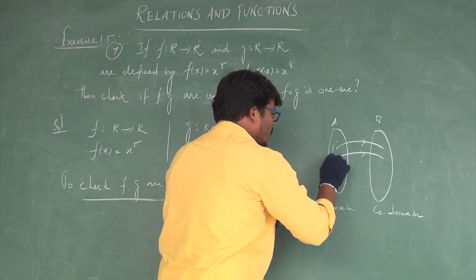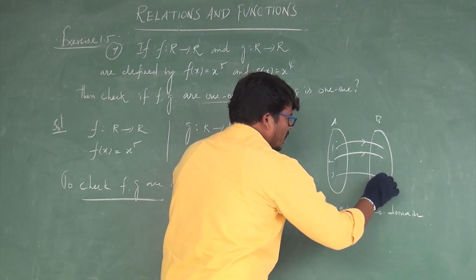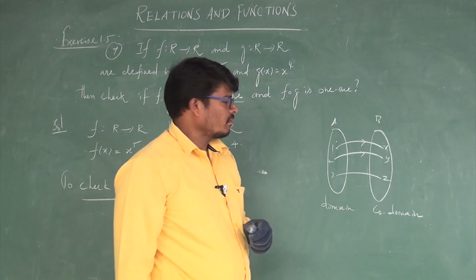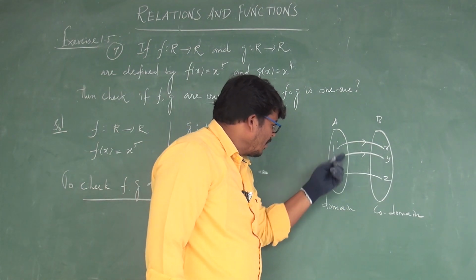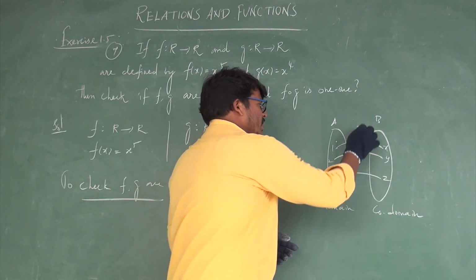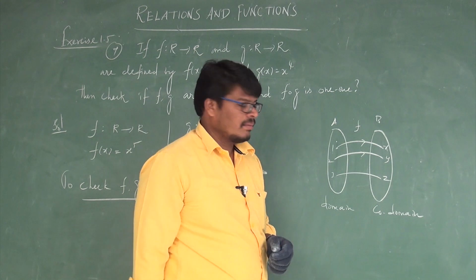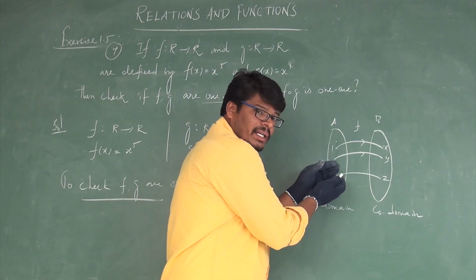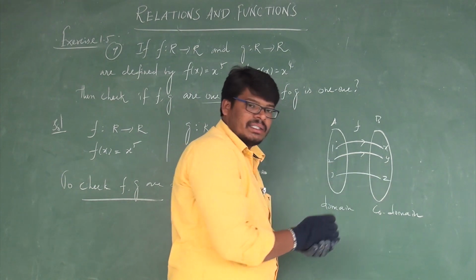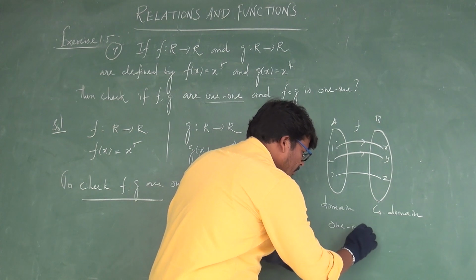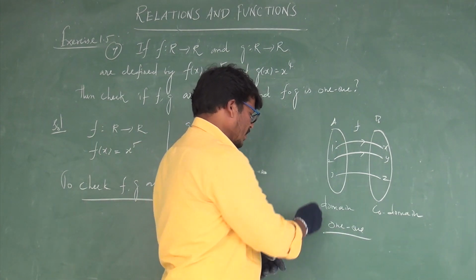For example, take 1, 2, 3 mapping to x, y, z. Each and every element of the domain having a distinct image is called a one-one function. That is a function f. A one-one function is one where each element of the domain has a distinct image.